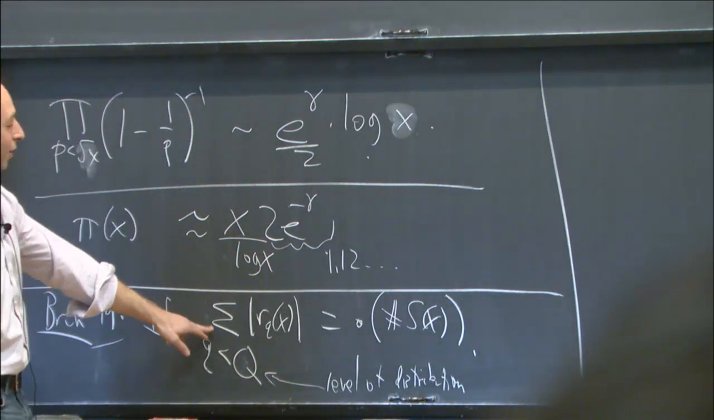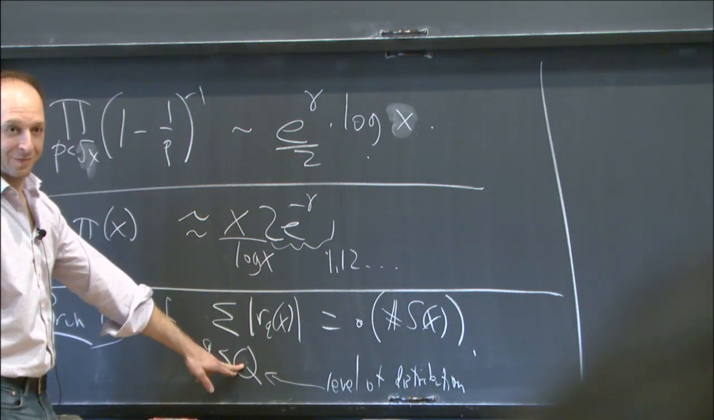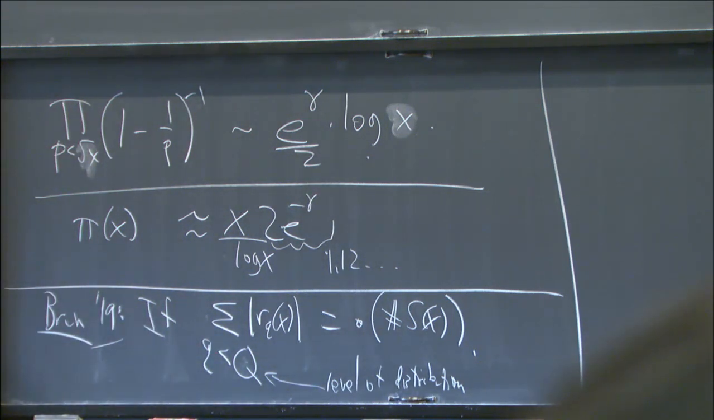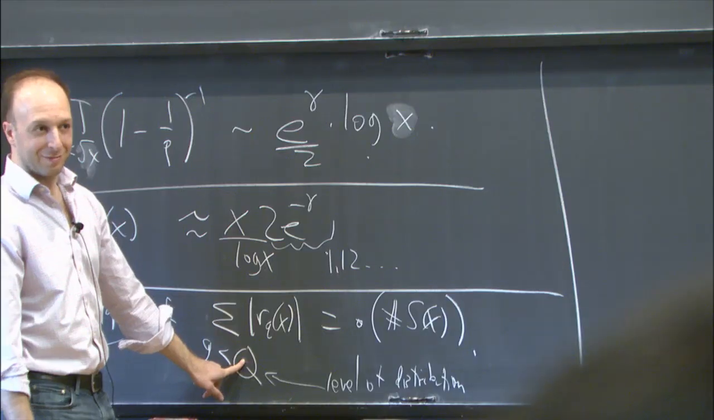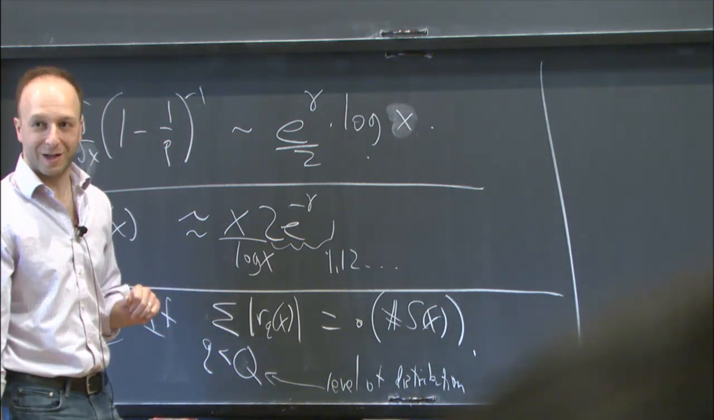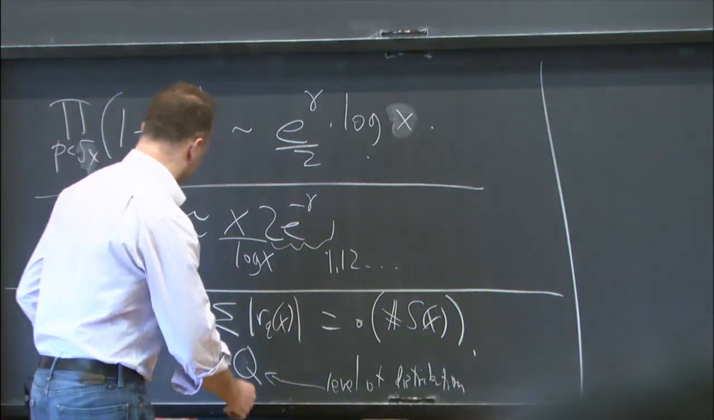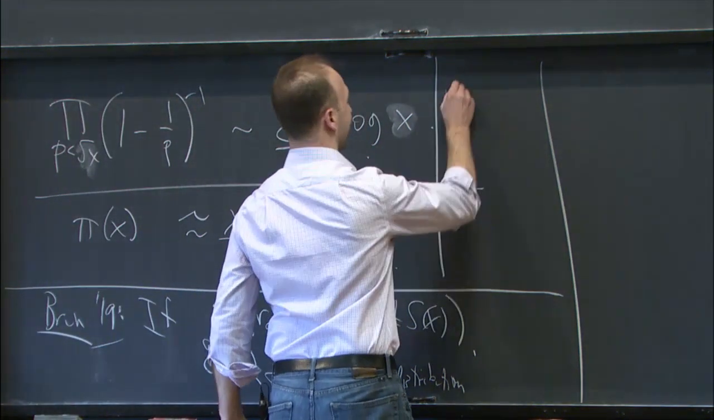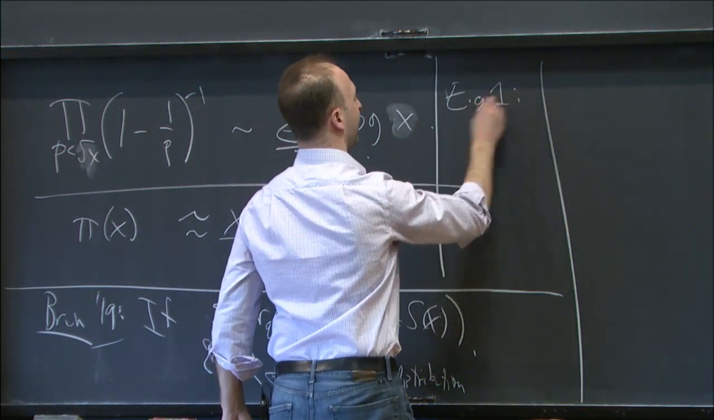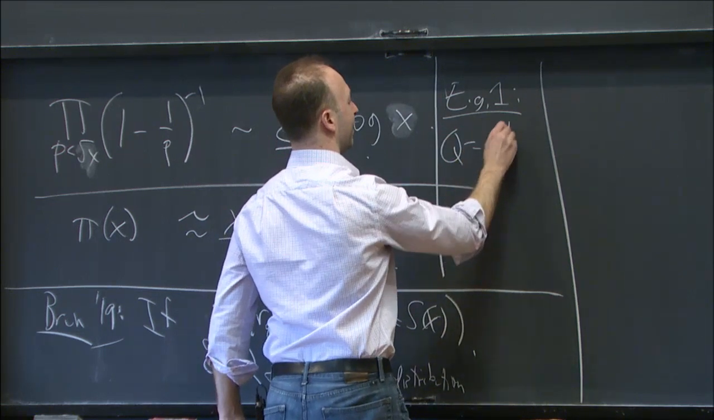Okay, so in our case, how large can we take q? The main term is of size x. The remainders are all of size 1. So how big is capital Q? Anything little o of x, like x to the 1 minus epsilon. Right? So in our example, so this is for example 1, the level of distribution, let's say, is x to the 1 minus epsilon.